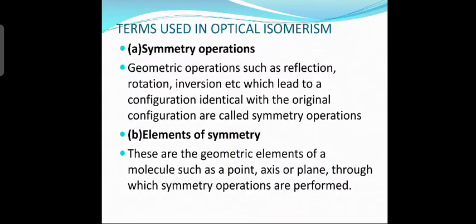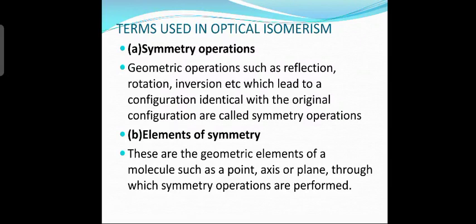We shall move to the next slide. Terms used in optical isomerism. Which are the terms used in optical isomerism? First one is symmetry operations. Geometric operations such as reflection, rotation, inversion, etc., which lead to a configuration identical with the original configuration, are called symmetry operations. You can have reflection, rotation, or inversion. But after rotating, or after inversion or reflection, if you get a molecule whose configuration is similar to the original one, then that is called what?